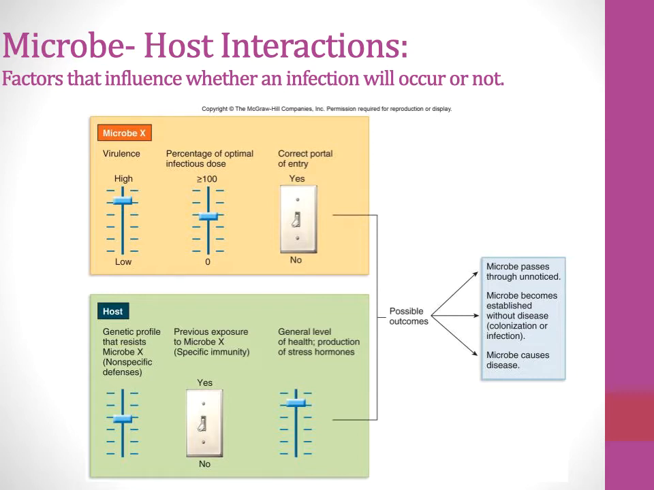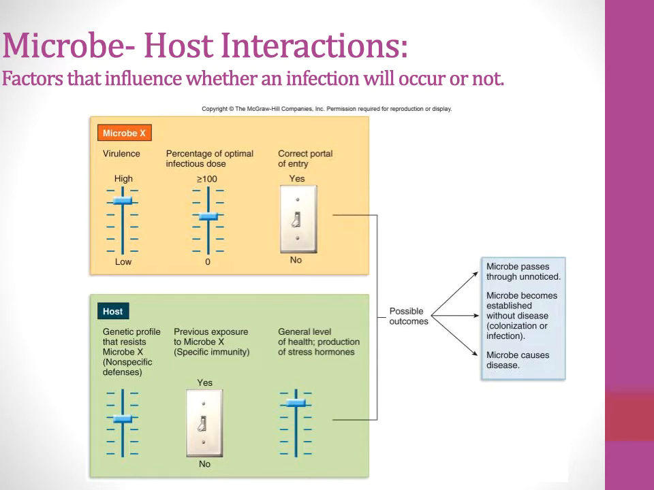Now, in the bottom box, we look at the host. You're going to have different genetic components, you know, how much of a certain immune cell, like a macrophage or dendritic cell, or an eosinophil that you have. So all these non-specific defenses, you're born with that. So that switch is kind of stuck there, depending upon who your parents were.